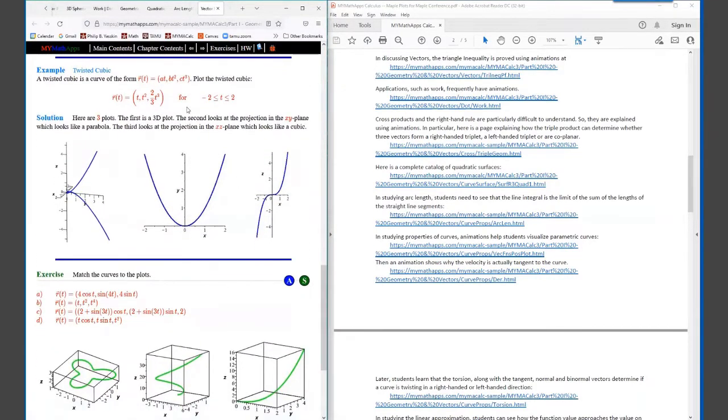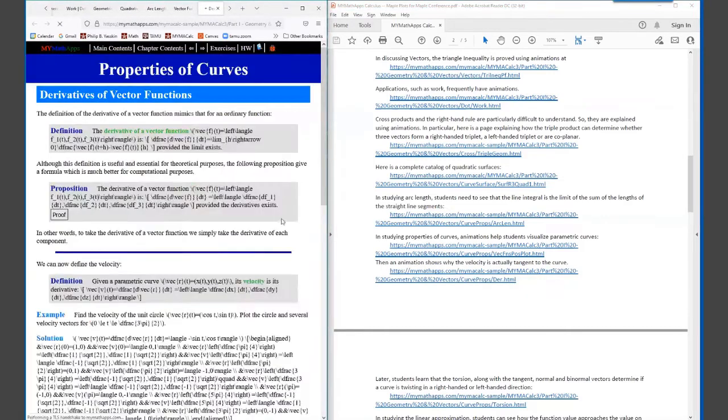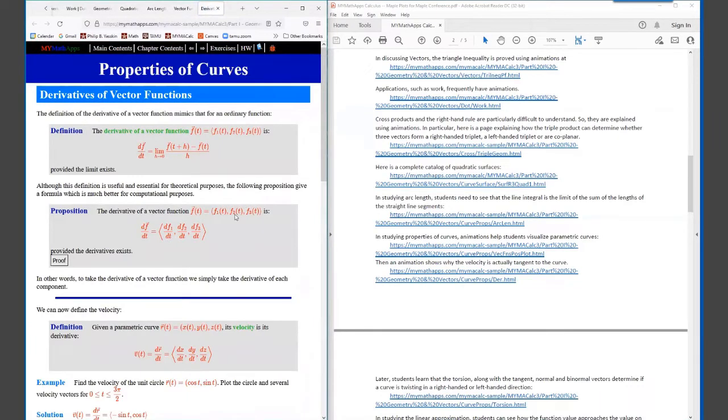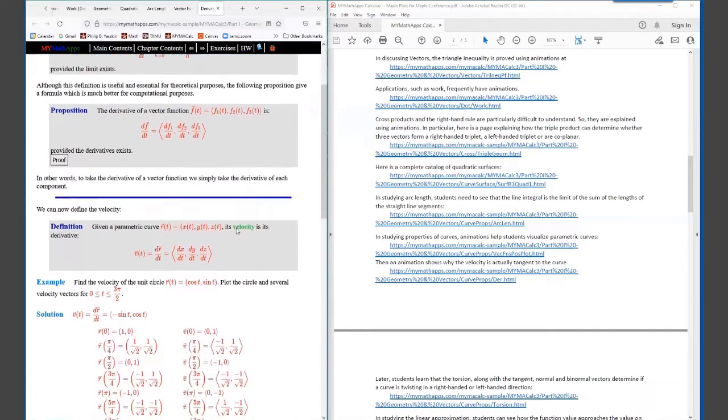Here is the twisted cubic. If you look at it along two of the coordinate planes, you see a quadratic or a cubic. However, when you look at it as a 3D plot, you see that it is a curly curve called a twisted cubic.